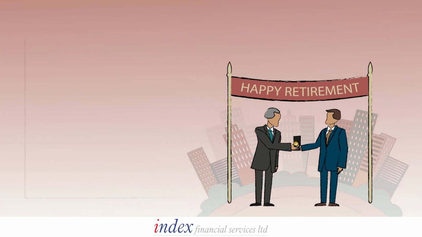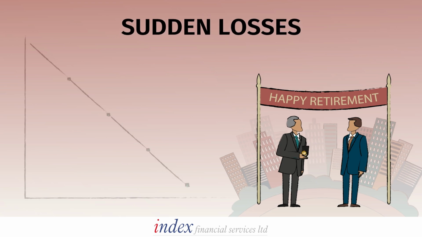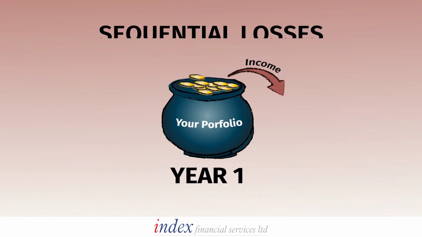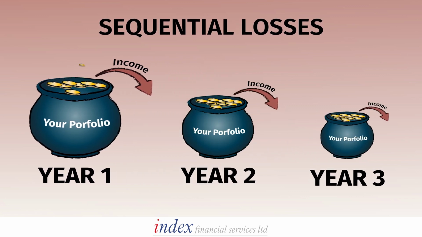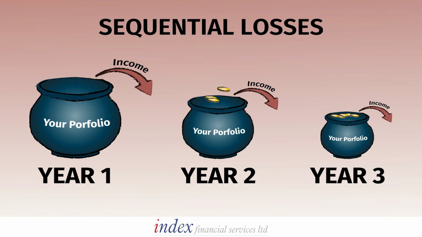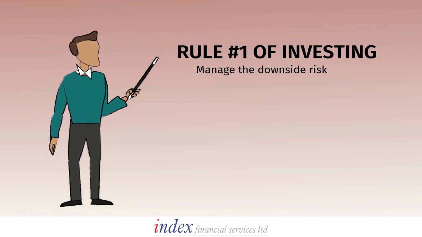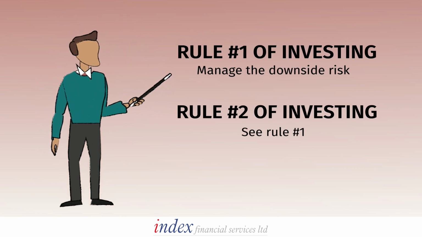Losses that are sudden leave no time for investors to react, or come at a bad time when investors do not have recovery options. Sequential losses may be smaller, but they happen for a few years at a time. This is not great for any investor situation, but especially bad for investors who require income from their investments. Rule number 1 of investing is therefore all about managing the downside risk.